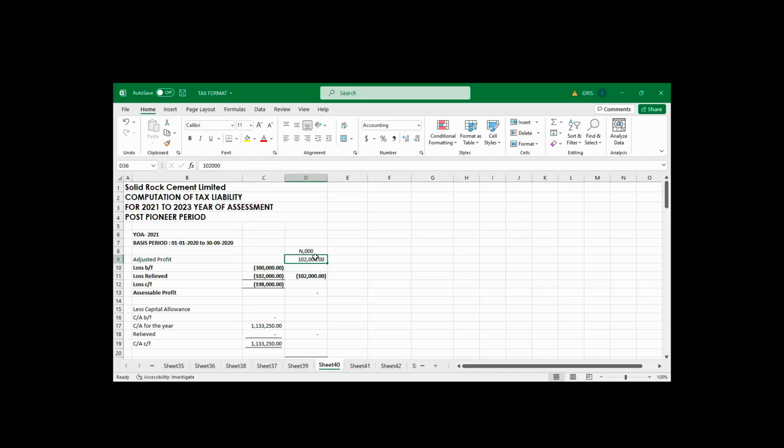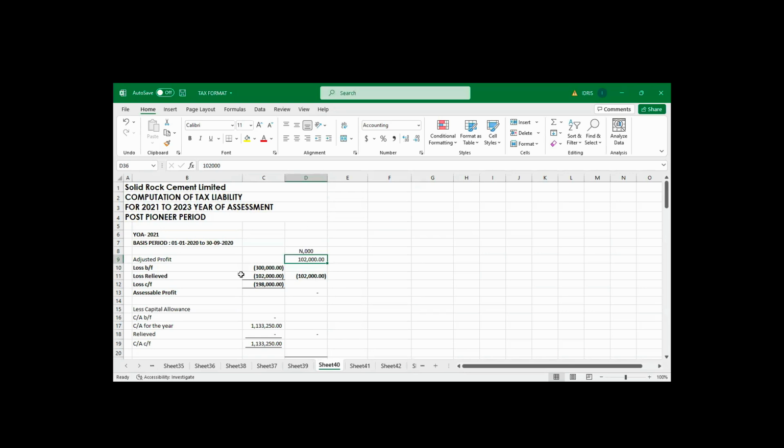So, the adjusted profit based on this period is 102,000, which is 102 million, as given to us in the question. 102 million. That is the adjusted profit.